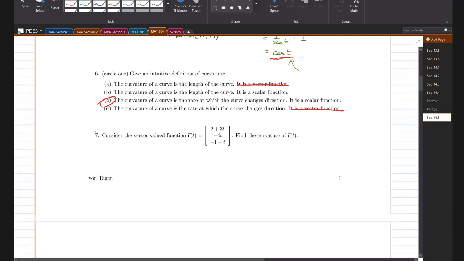Okay, folks, number 7. Everyone take a minute. Give a shot at this function here. Find its curvature.